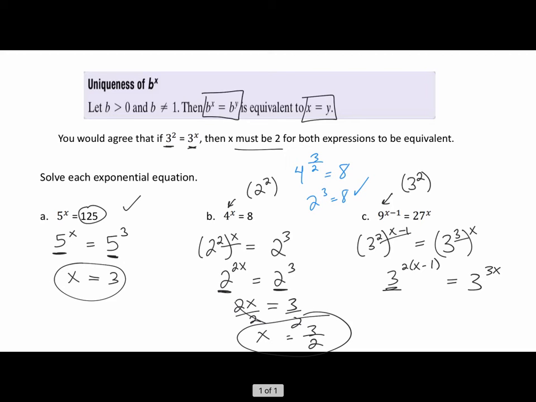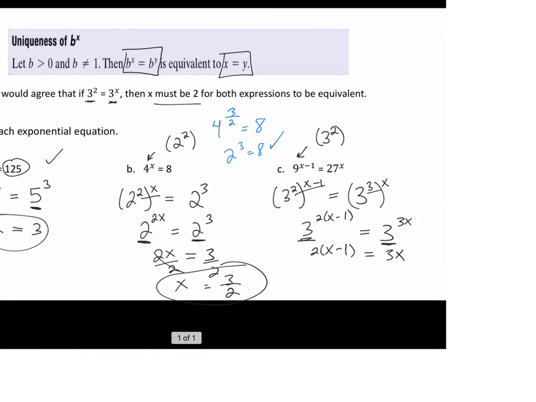But now we have the same base. So we can go ahead and set those exponents equal to each other. 2 times x minus 1 equals 3x. I need to distribute to remove the parentheses. So 2 times x is 2x, and 2 times negative 1 is negative 2. And then I want my x terms to be on the same side, so I'm going to subtract the 2x from both sides. Then on the left, I have negative 2. On the right, I have x. So x should be negative 2 to make this equation true.